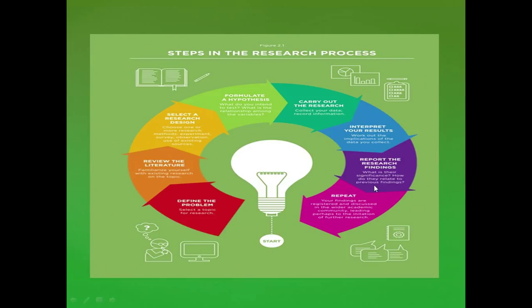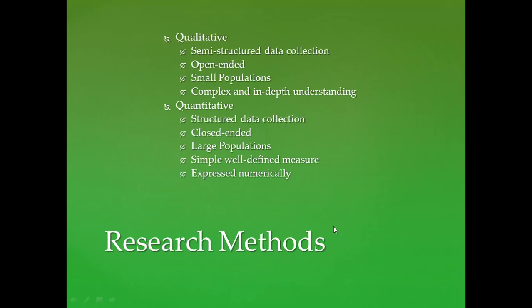Then you report your research findings. In that case, you might want to report to the local ice cream shops or ice cream vendors, because that might be actually useful for them. And then you repeat your research if it's needed. And so that's kind of your steps in this kind of circular method, and it gives you a nice visual description of how we do it.